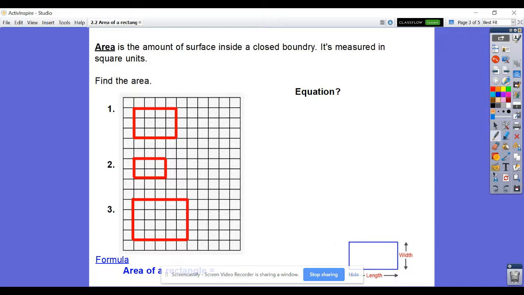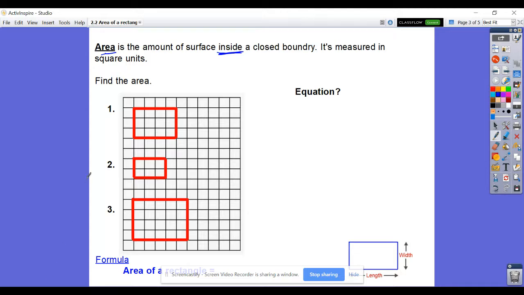Area is the amount of surface inside a closed boundary. I want you to underline that word inside. It's measured in square units. So let's start off by finding the area of some rectangles here.